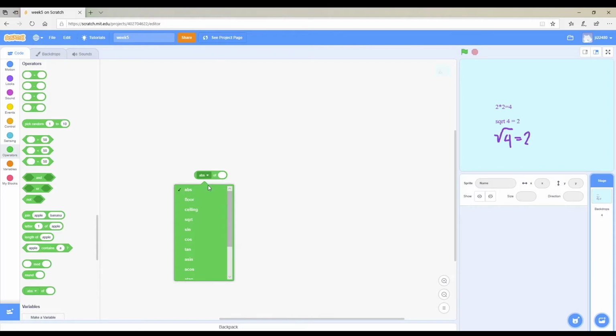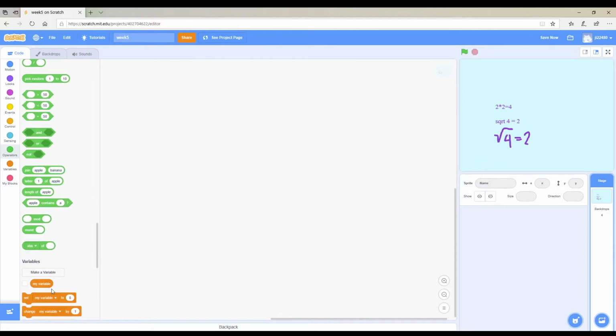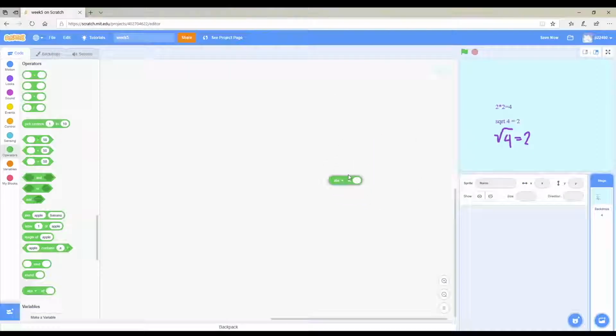Floor, ceiling, absolute value, and rounding. Those can be useful if you deal with a lot of complex numbers, complicated numbers. So this is all about the scary, complicated math. And this is also some math.